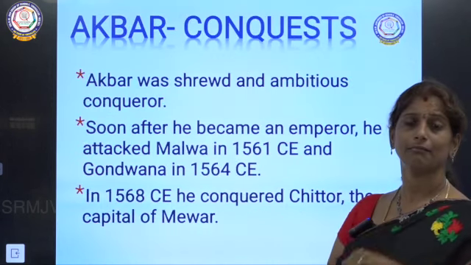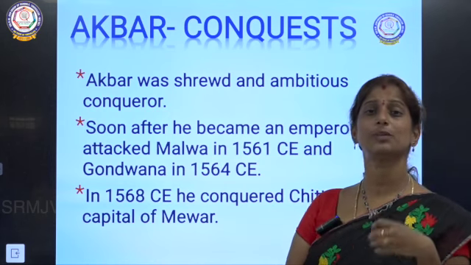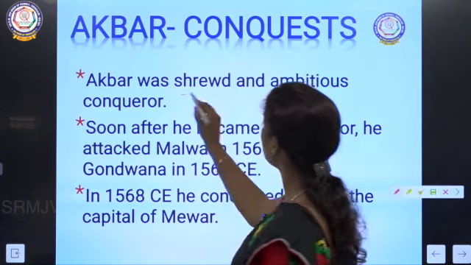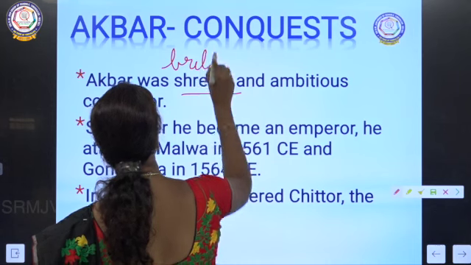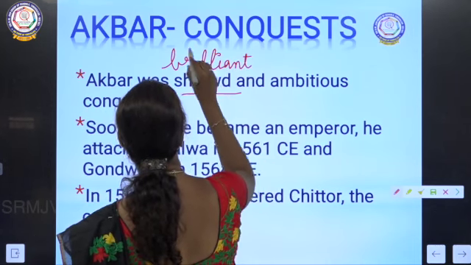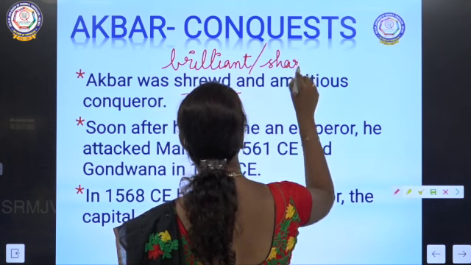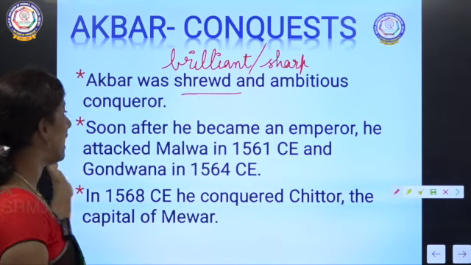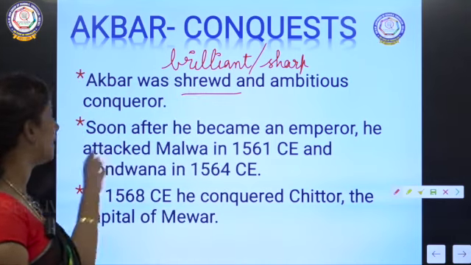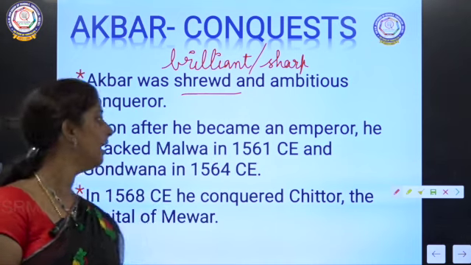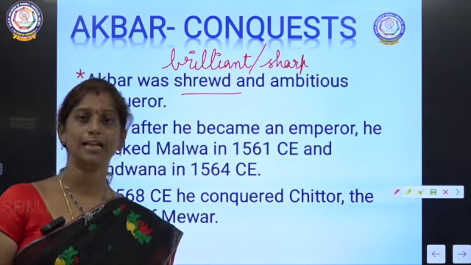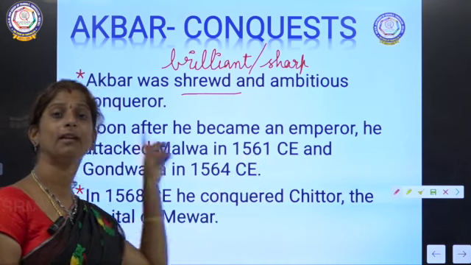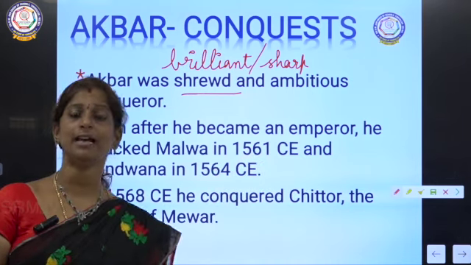Now, going more about Akbar, he was a very shrewd and ambitious conqueror. What is meant by shrewd? Shrewd means brilliant, very sharp. So Akbar was a very brilliant and sharp ruler, and soon after he became an emperor, he attacked Malwa in 1561 and then Gondwana in 1564.